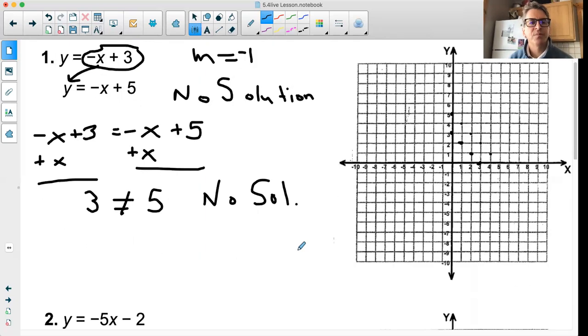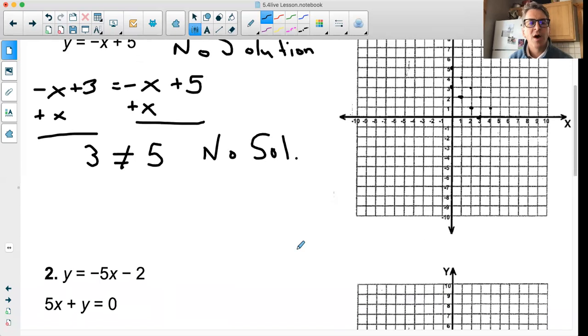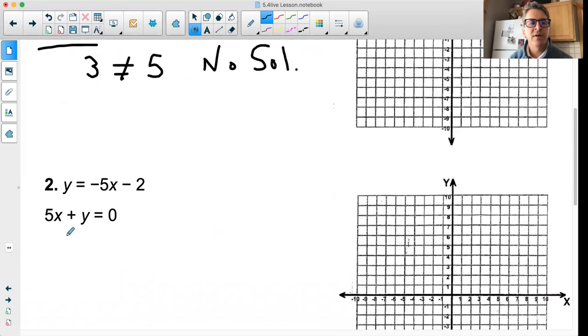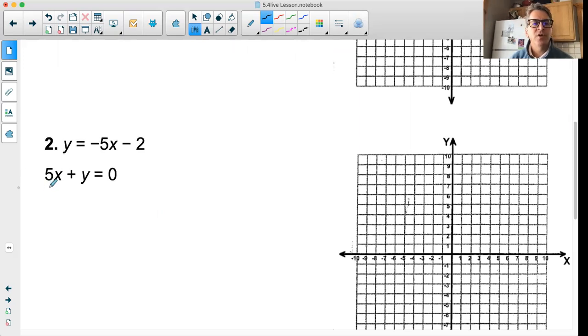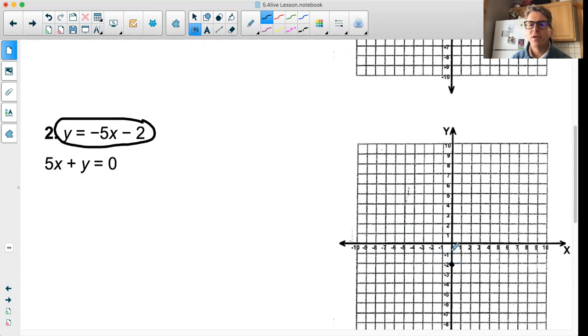All right, number 2. y equals negative 5x minus 2, and 5x plus y is equal to 0. All right, so first off, let's see if we can graph them together. This one's already in slope-intercept form, so we can graph that quite easily. It's got a negative 5 slope and a negative 2 intercept. So if I go up 5, 1, 2, 3, 4, 5, I'm going to go over 1. Up 5, 1, 2, 3, 4, 5, over 1. Or I could go down 5, 1, 2, 3, 4, 5 over 1. So the black dots would indicate this line.